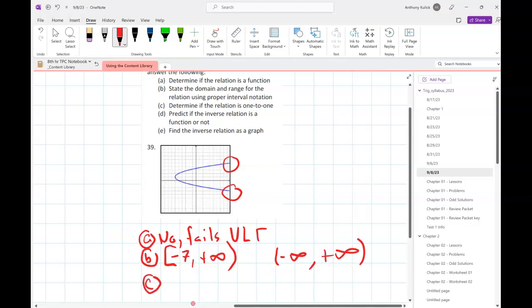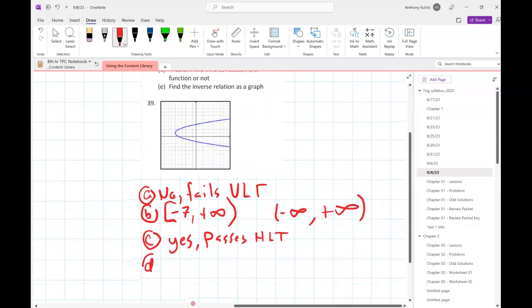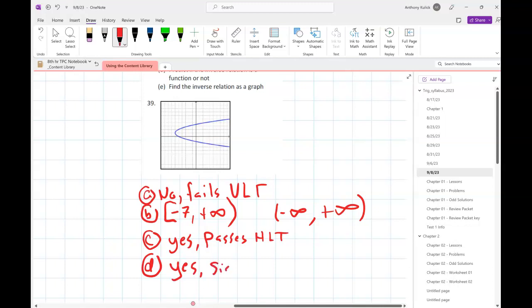Okay. Is this 1-to-1? I do a horizontal line test, right? Any horizontal line I draw only intersects this thing once. Good with that? And for part D, I would say yes. And since f is 1-to-1, f inverse is a function.